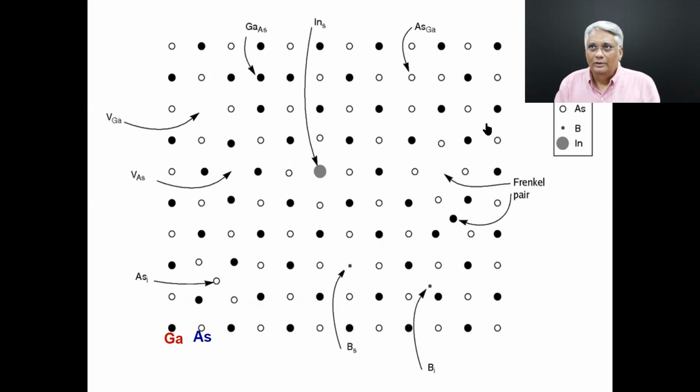For example, what you see here is the dark circle, which is gallium, arsenic. The smaller one is boron, and the bigger light circle is indium. So you can have these possibilities also. This is what is meant by doping, okay?